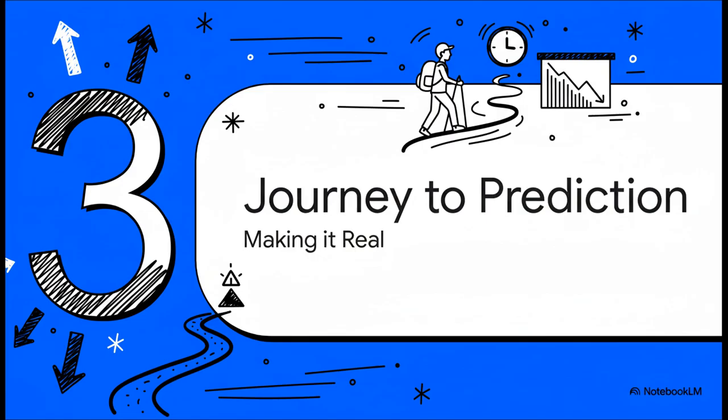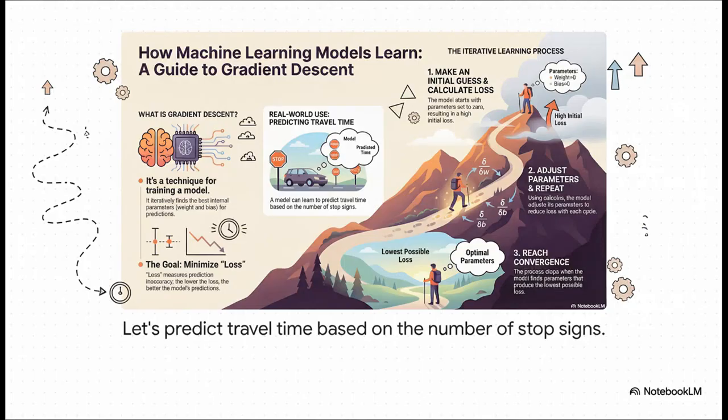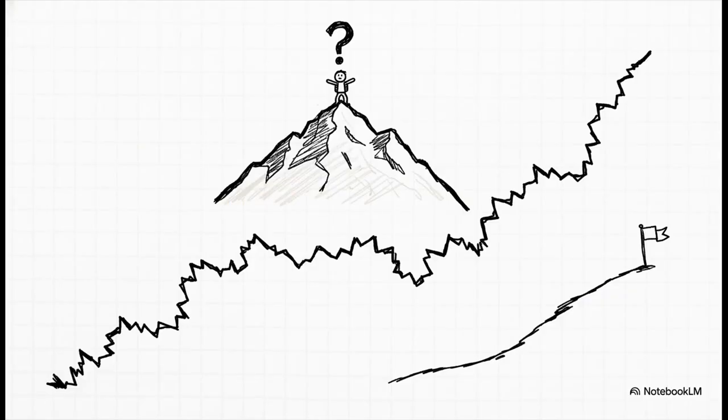Okay, so enough about foggy mountains and hikers. That's the theory. Let's bring this all the way back to our real-world problem, predicting your travel time. So let's go back to our map app. We're building a really simple version that predicts your travel time based on just one thing: how many stop signs are on your route. We've got the data. Now it's time to let gradient descent do its thing. So just like our hiker, the model starts out completely clueless. Its internal settings are zeroed out, and it makes its first totally random prediction.